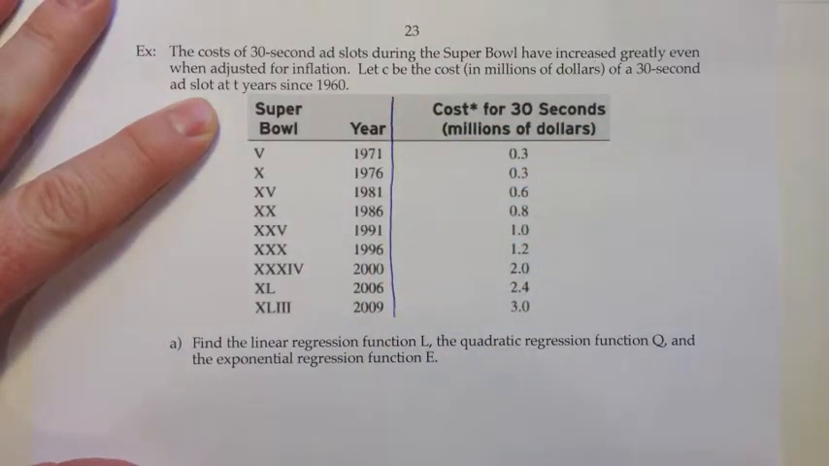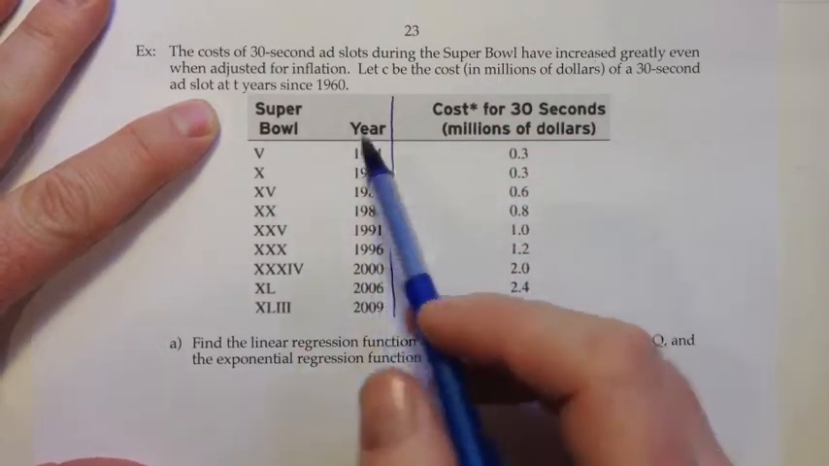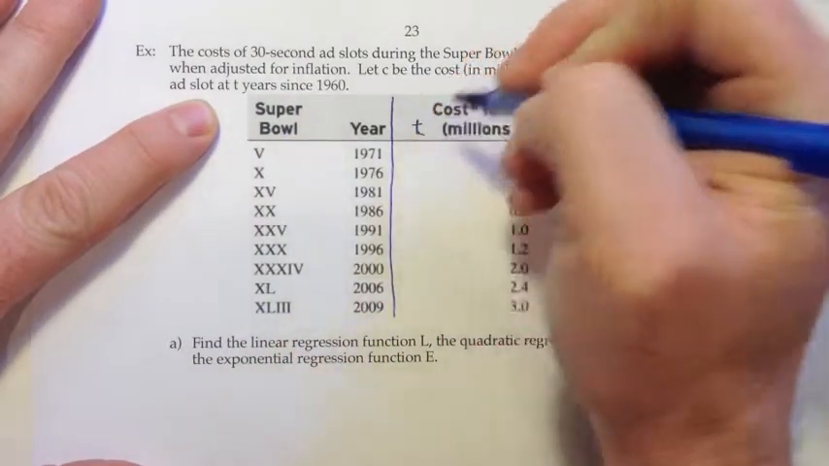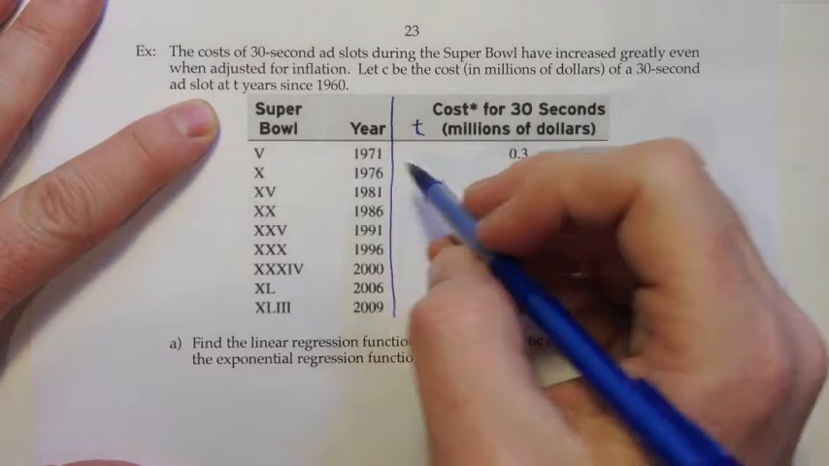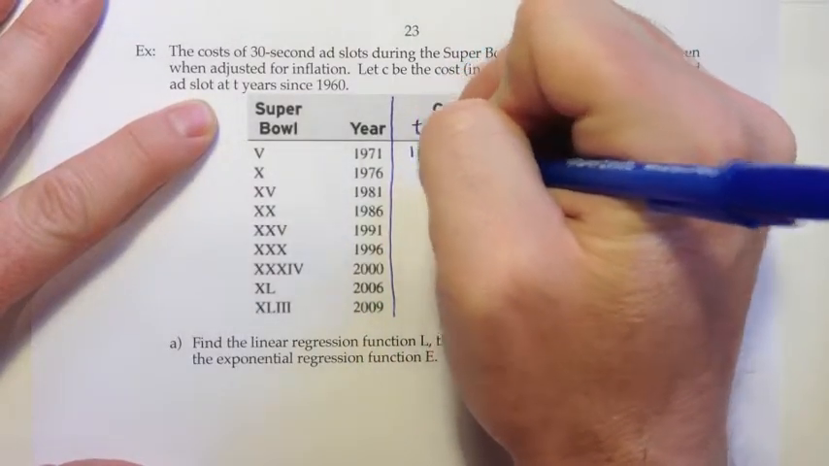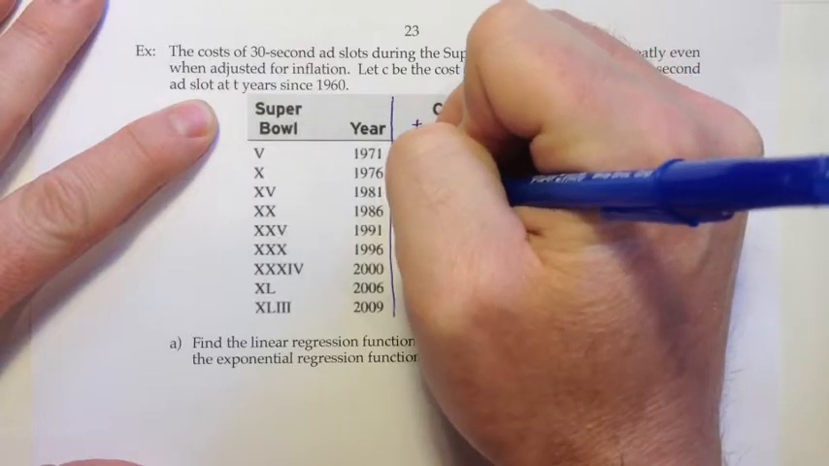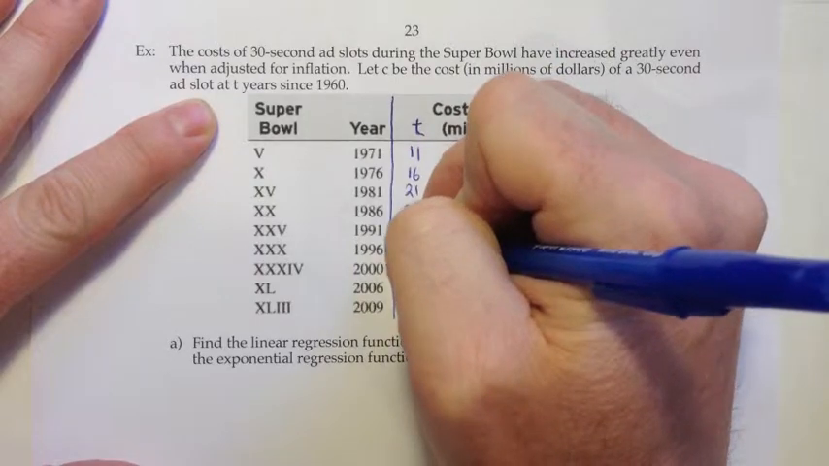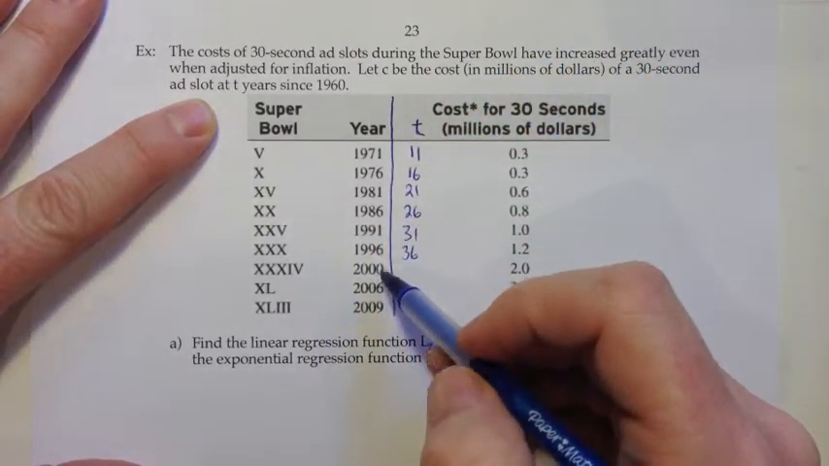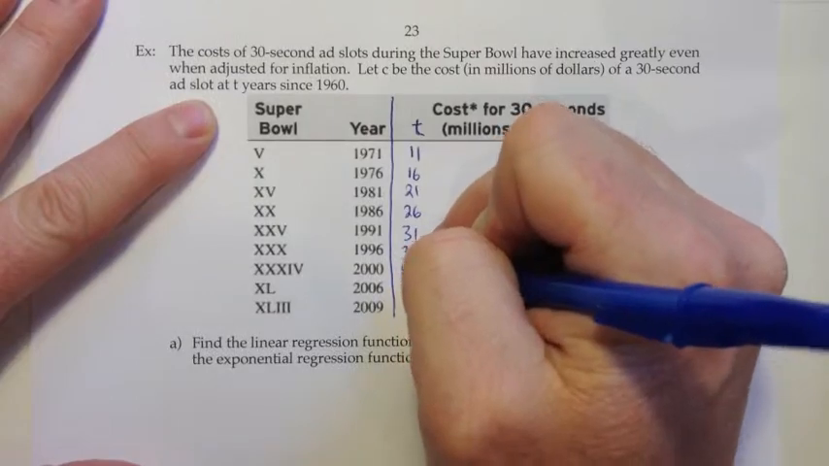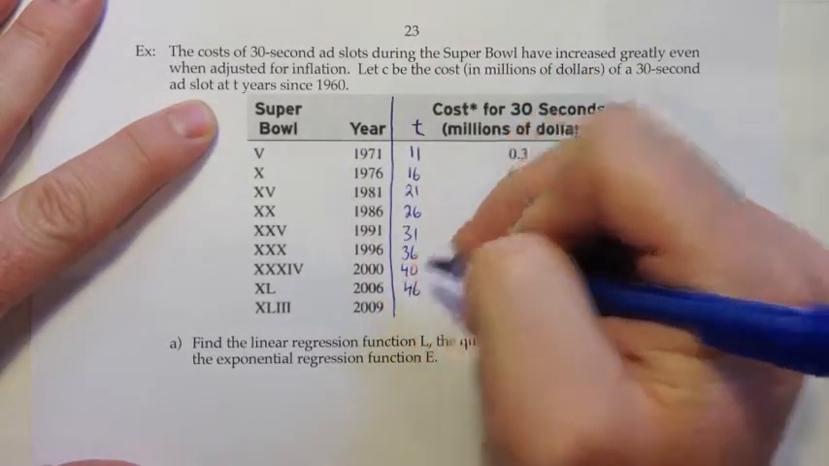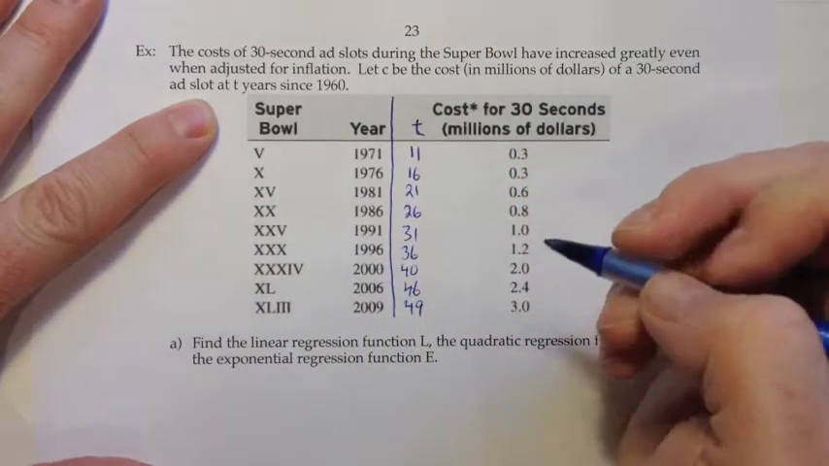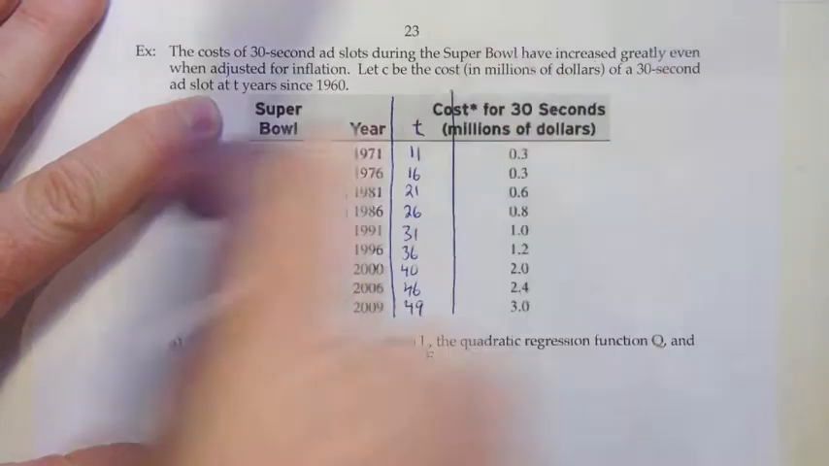So for the year, I don't want to have these be my inputs. I need T, which is the number of years since 1960. So I'm going to make a T column where I subtract 1960 from all these. So 1971 minus 1960 would be 11 years. And 16, 21, and so on. In 2000, subtract away 1960, you get 40 years. 2006 minus 1960 is 46, and then finally 2009 minus 1960 would be 49. So those are my values of T, and those are going to be my inputs.